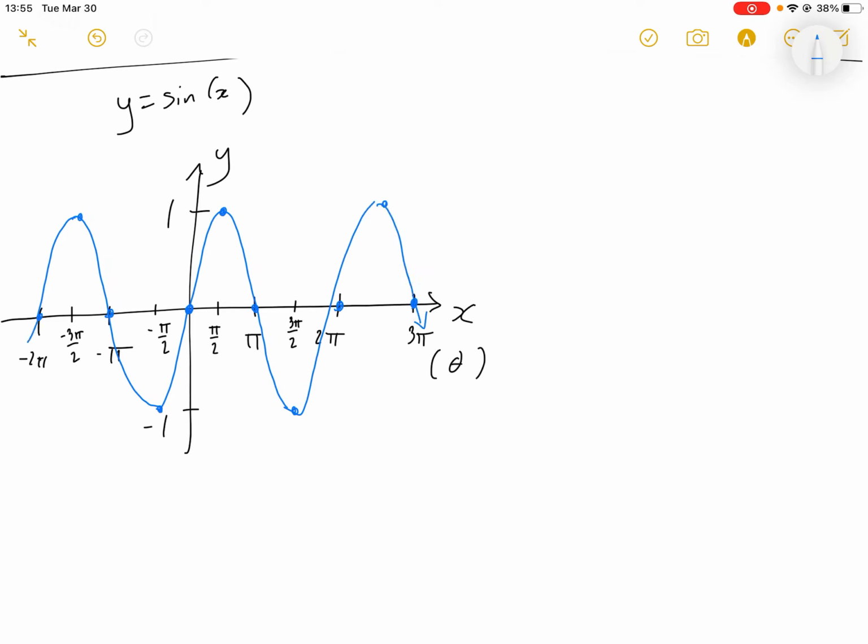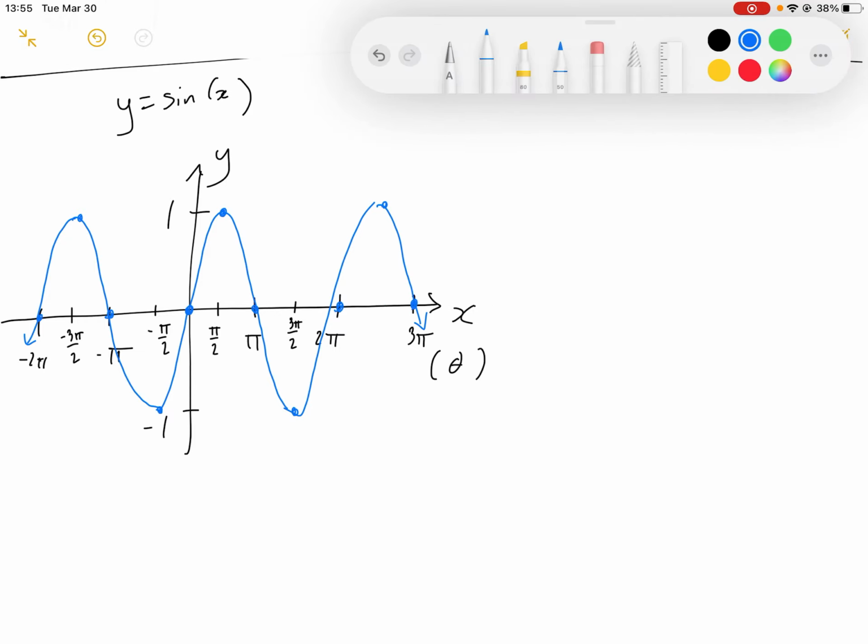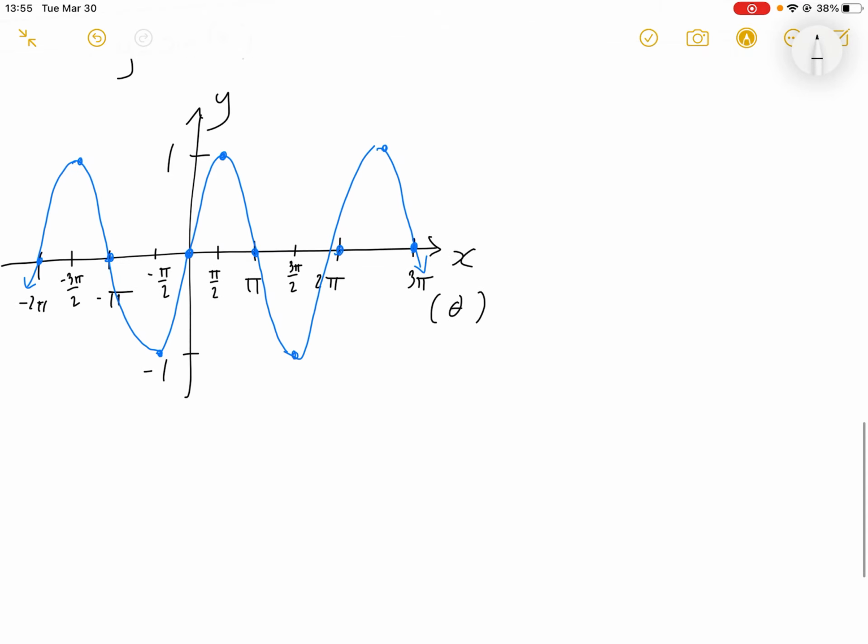And then I can put arrows just to show that that pattern continues. It keeps going up and down forever. So this should be locked into your notes somewhere, easily accessible. This is the parent function for all graphs we look at with sine of x. Next, let's do cosine.